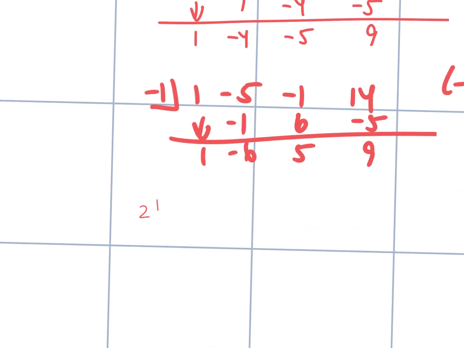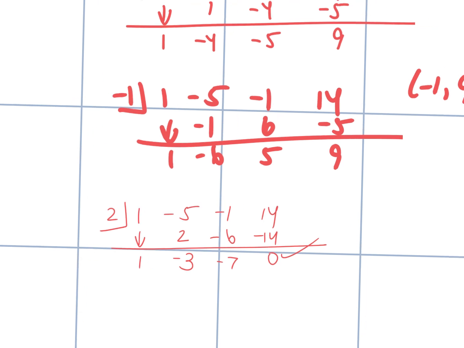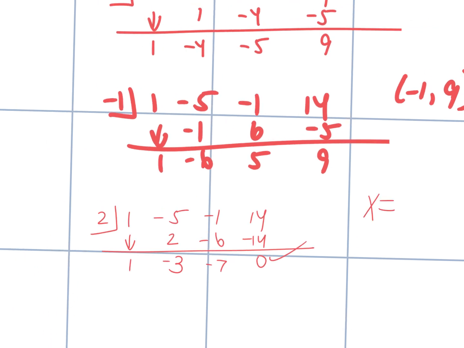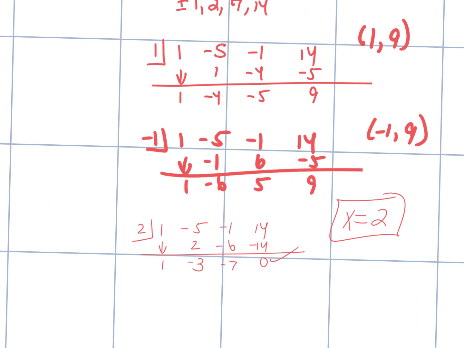So let's try 2. Hopefully 2 works. 1, -5, -1, 14. -3, -6, -6. Ooh, what do we find out here? One of my intercepts is x equals what? 2. Perfect. So just by doing synthetic division 3 times, we have found one of our x-intercepts and 2 additional points.